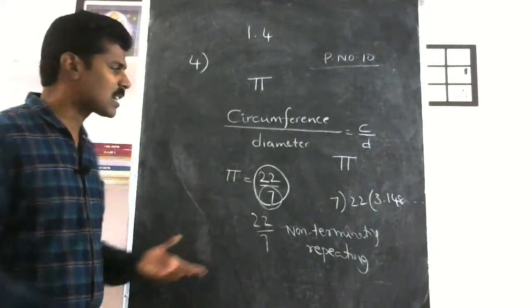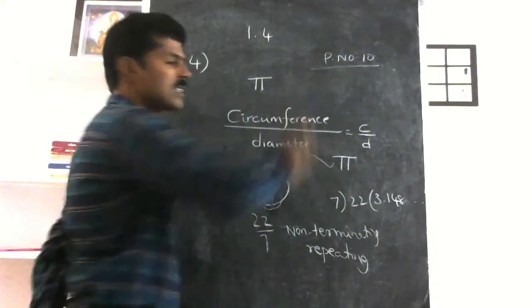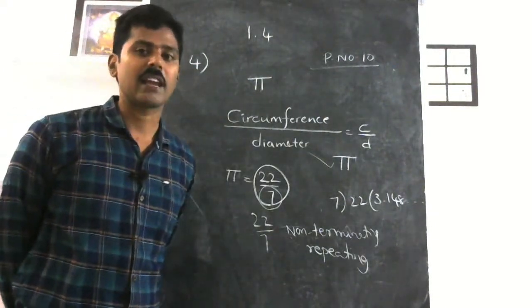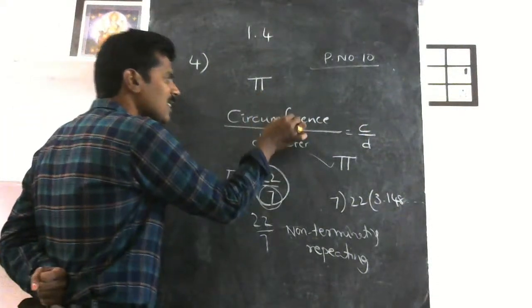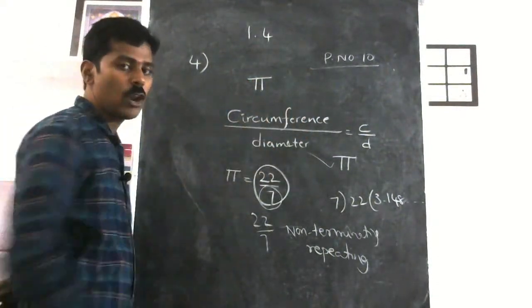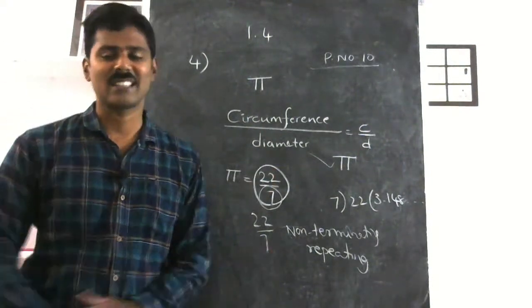Then why have they mentioned pi is irrational? A detailed explanation is given in page number 10. You can read over that. Even I will explain now, then you can read over that. Circumference of the circle and diameter of the circle are not always measurable quantities.